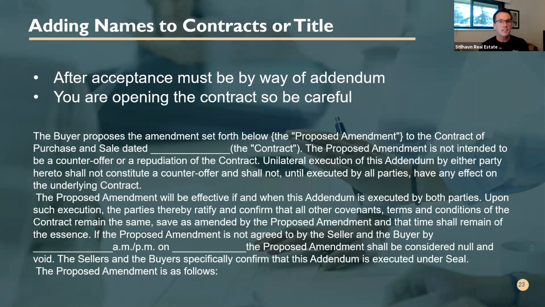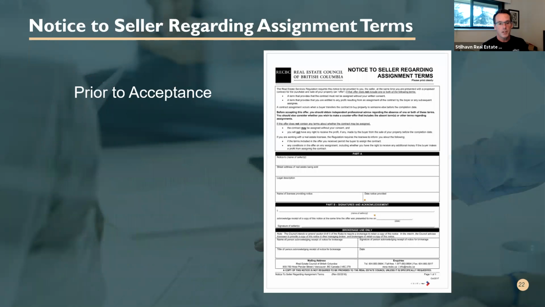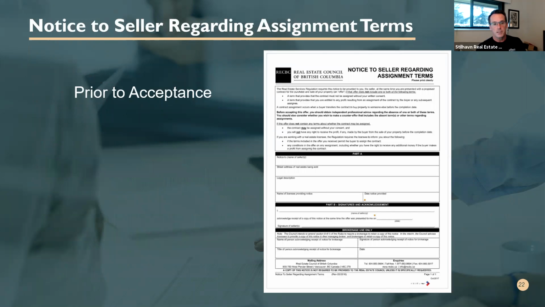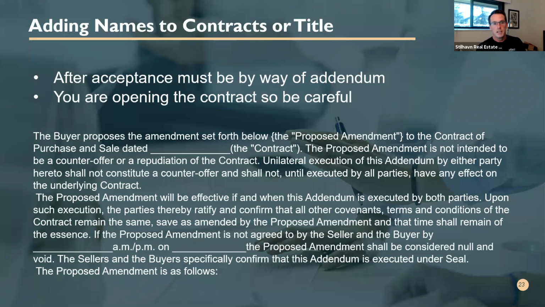After acceptance, it has to be on an addendum. So let's say a week later, they want to add Mary Smith to title. Now be careful, because you are opening the contract. If you're doing it prior, using one of these clauses, then you've already said the seller has given you permission to do this without consulting him any further. It's already in the contract, it's allowed, you're not opening the contract. Doing it after acceptance, you are opening the contract.